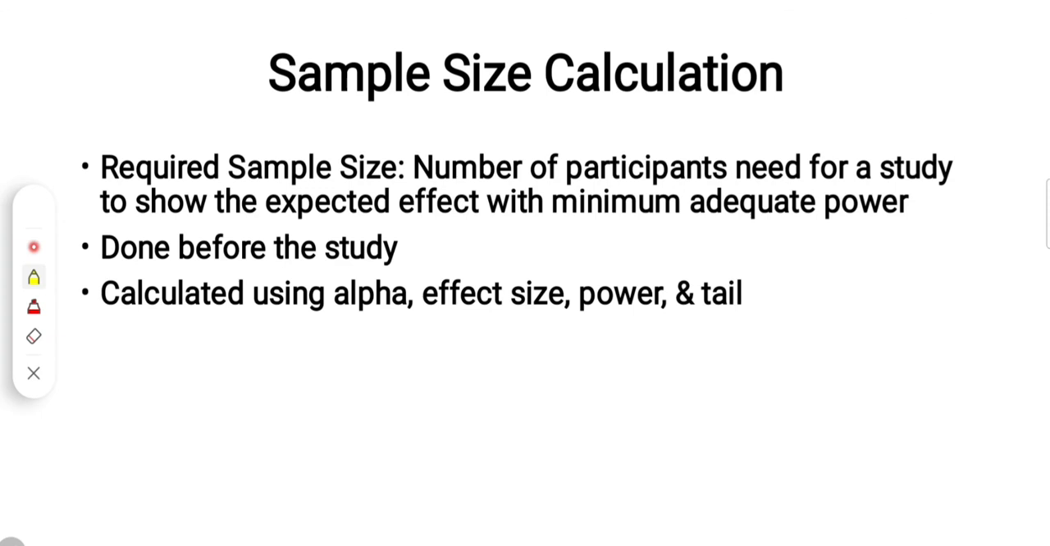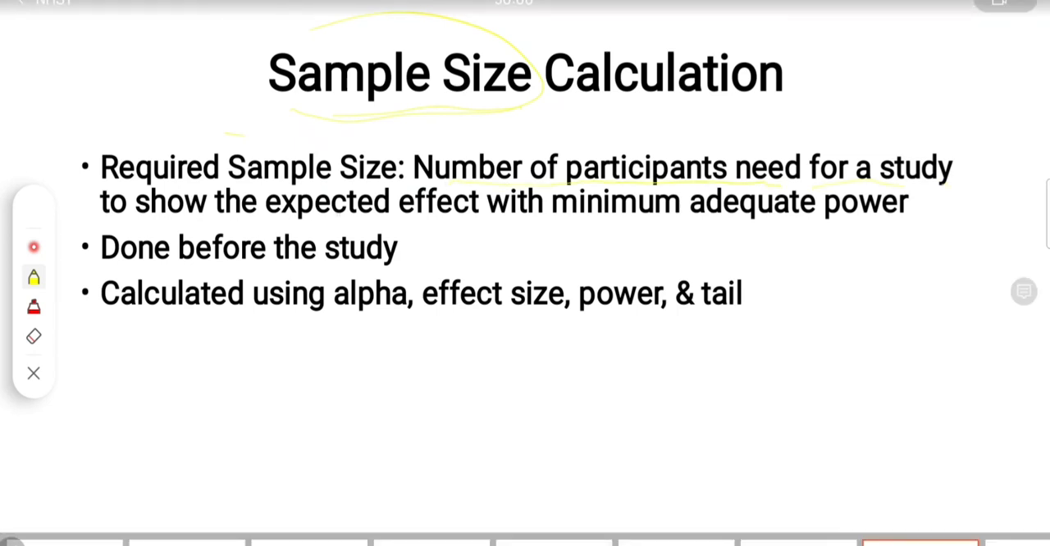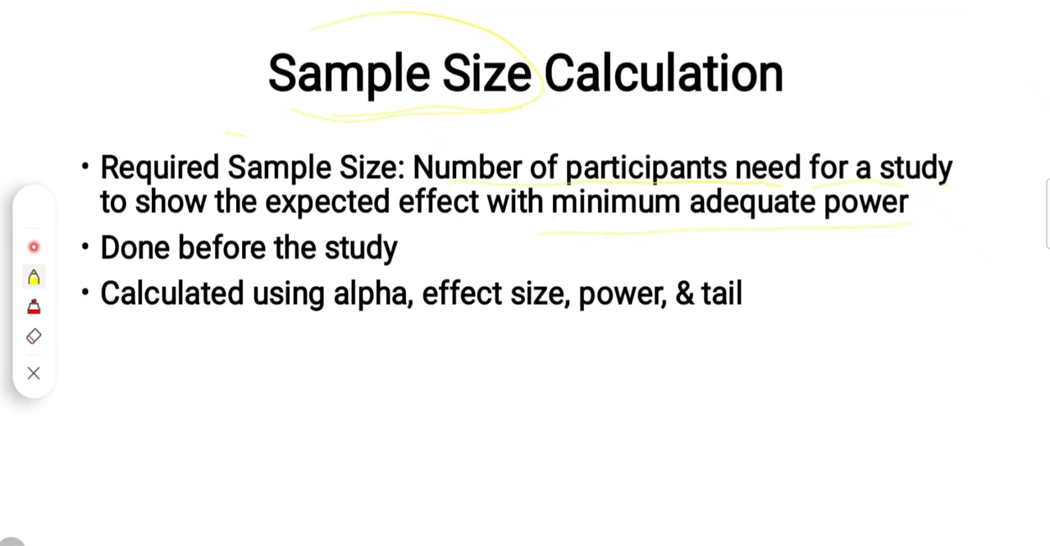Now we'll talk about sample size calculation, okay. Why do we need a sample? To collect data we need some persons, some people, some sample. So we should know how much we need, either 10, 20, 40, 100,000, how much should we need, okay. That's why we calculate sample size, okay. In definition, it's the number of participants needed for the study to show the expected effect with minimum and adequate power, okay. Now, it's done before the study.